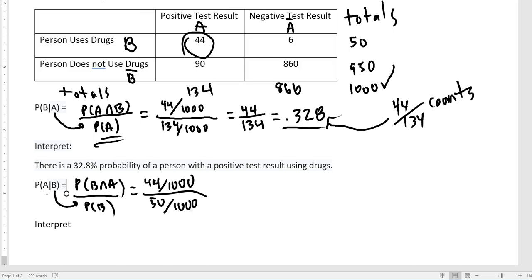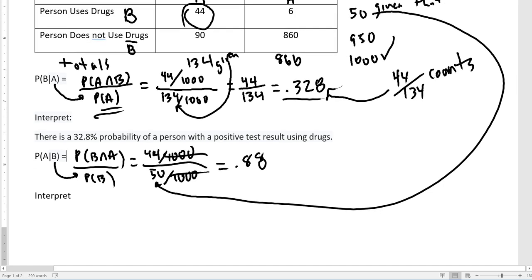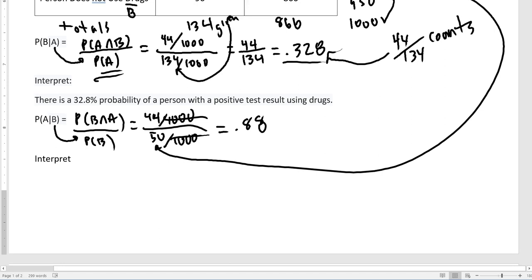I wouldn't do it this way, remember? I would have just used the counts, 44 out of 50, or 0.88. So I would have just done 44 out of the 50. The first one was 44 out of the 134, because this was the given that. And this was 44 out of 50, because this was the given that. So different ways of kind of thinking about it. So what does this mean again? What does this mean in the context of the question? Well, there's an 88% chance of what?